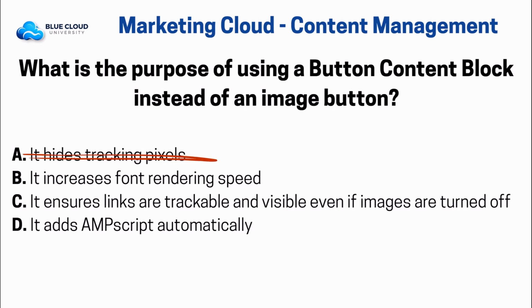B says it increases font rendering speed. Well, the truth of the matter is it doesn't have anything to do with font rendering speed at all, so let's just cross that off the list. Answer C says it ensures links are trackable and visible even if images are turned off. And guess what? That sounds exactly like what we were talking about before. Let's hold that open and look at D. D says it adds AMP script automatically. Well, we don't really ever have a use case where adding AMP script automatically is what we want, because it's used for personalization purposes and we generally need to set it up. So in this case, no, D is not a good answer for us, and that brings us back to C as the proper answer this time around, which is that it ensures links are trackable and visible even if images are turned off.